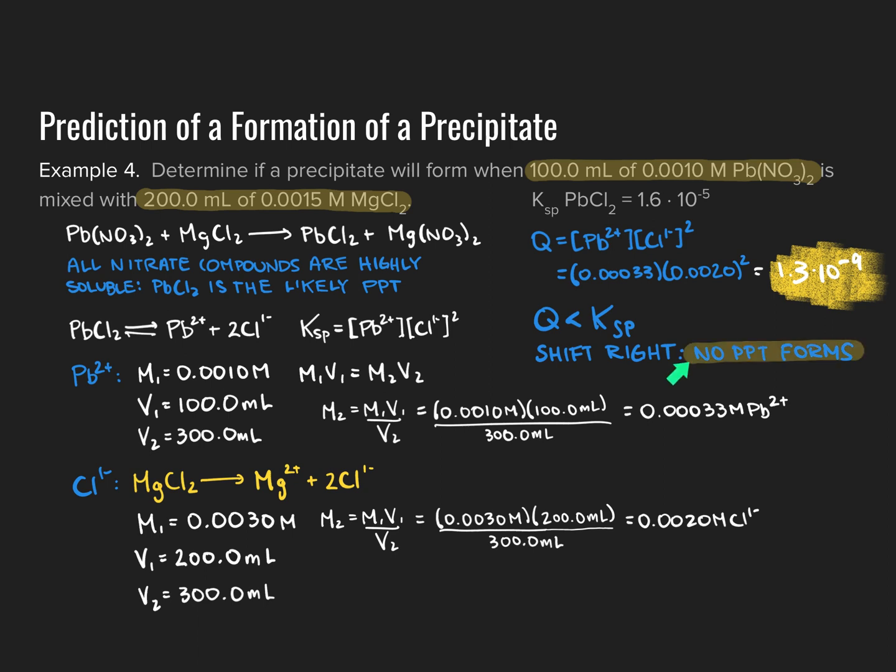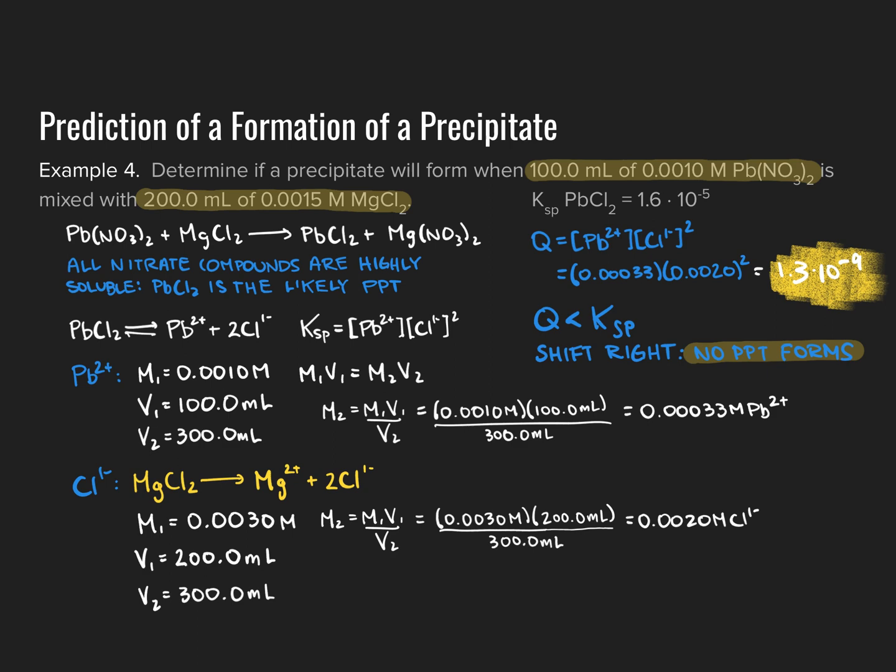So long story short, as a summary, when dealing with a problem to determine whether or not a precipitate will form, you generally have 2 steps to go through. Step 1 is to determine the concentration of all ions in solution which may be involved in the formation of a precipitate, generally by using your dilution equation. And then once you have found those concentrations of those ions, make a comparison between the reaction quotient Q and the equilibrium constant K to determine the direction of shift to establish equilibrium.